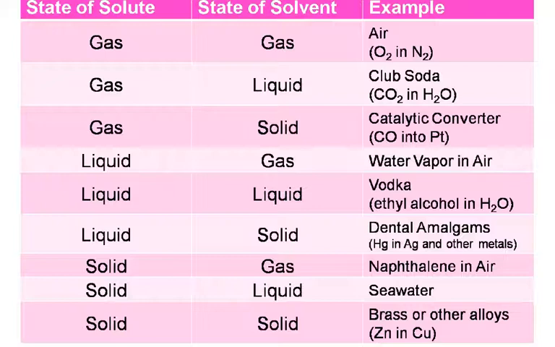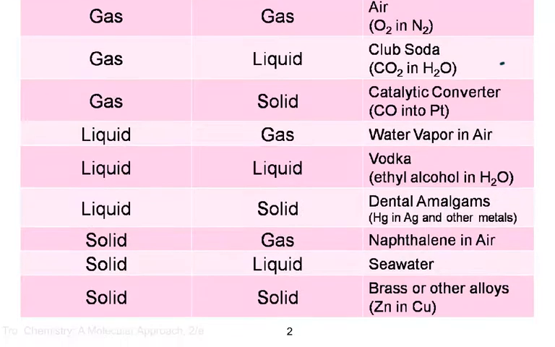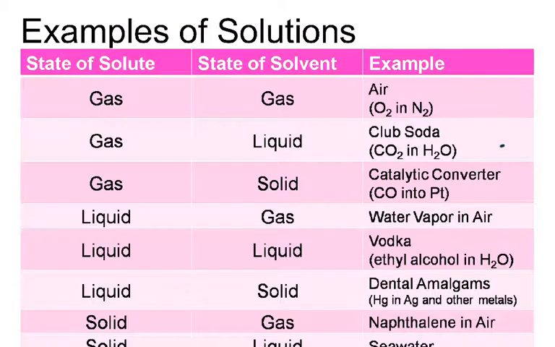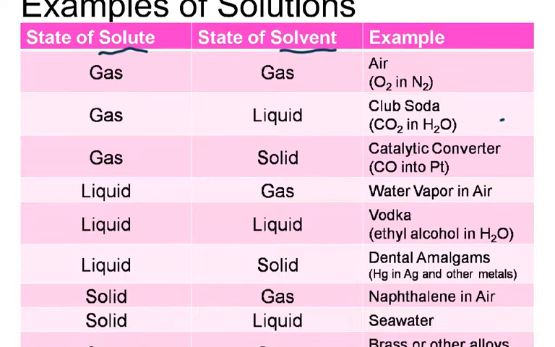Gases can be dissolved in liquids, like in pop or club soda. A gas can be dissolved into a solid. The example there is a catalytic converter in your car, which is carbon monoxide infused in platinum. Liquid can be dissolved in a gas. So here, solvent is simply the major component and solute is the minor component.